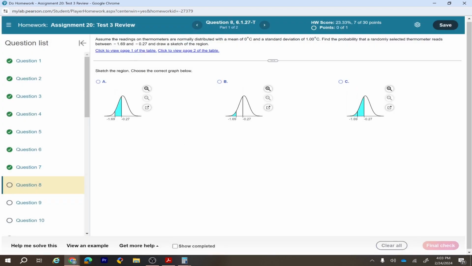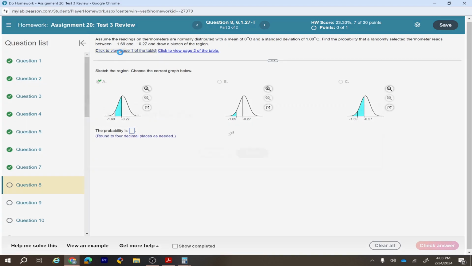Assume the readings on thermometers are normally distributed with the mean 0 degrees centigrade and standard deviation 1 degree centigrade. Find the probability that a randomly selected thermometer reads between negative 1.69 and negative 0.27, and draw a sketch of the region. Keep in mind it's in between these two values, and we need to find the area under the curve, which will give us the probability.